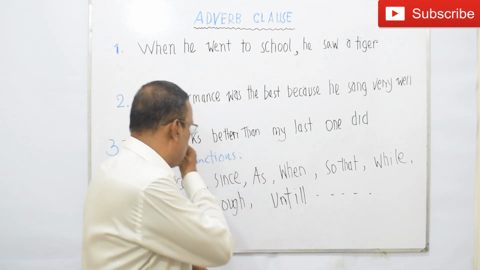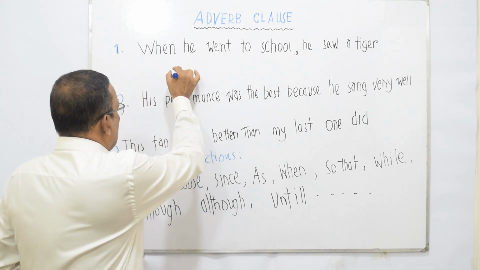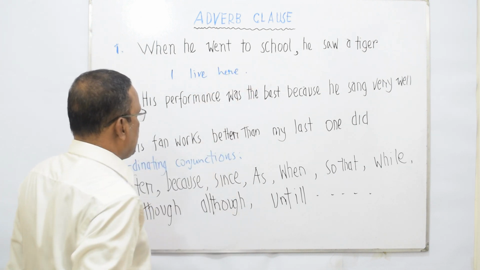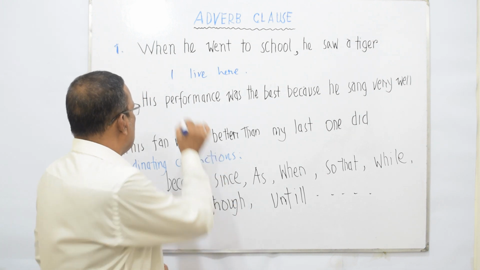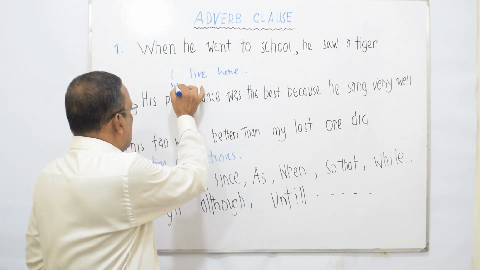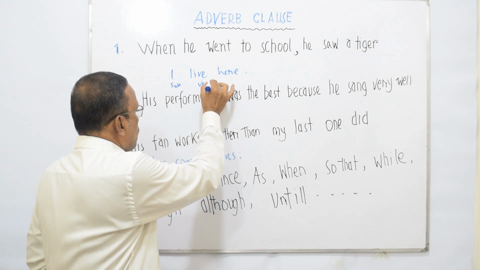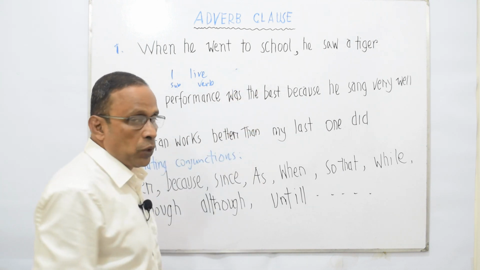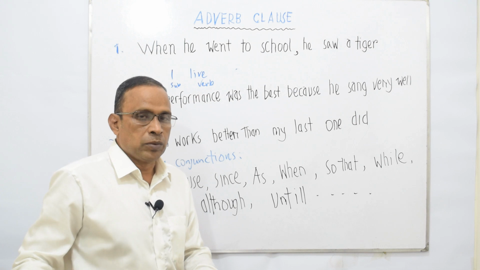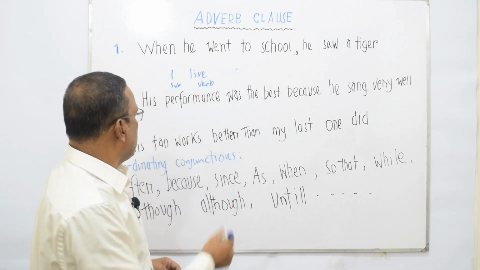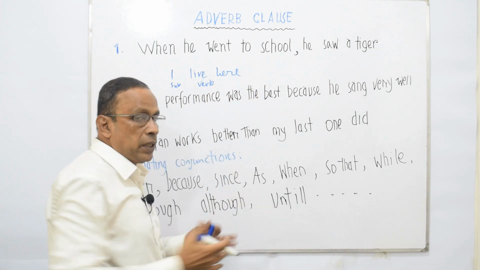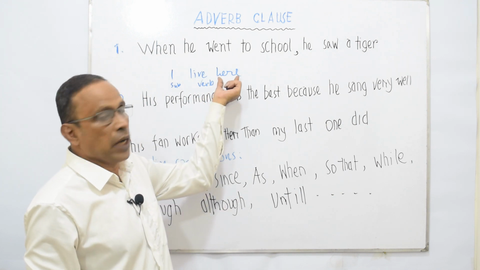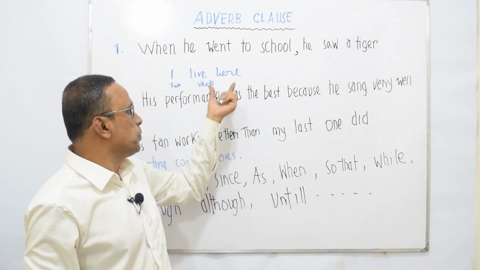So let me show you. I live here. This is a sentence. In this sentence, this is the subject. This is the verb. If it is not here, we can see only I live. We don't know much about this verb. So if I write down this word here, I live here, this word is giving some information about this verb. So this is an adverb.